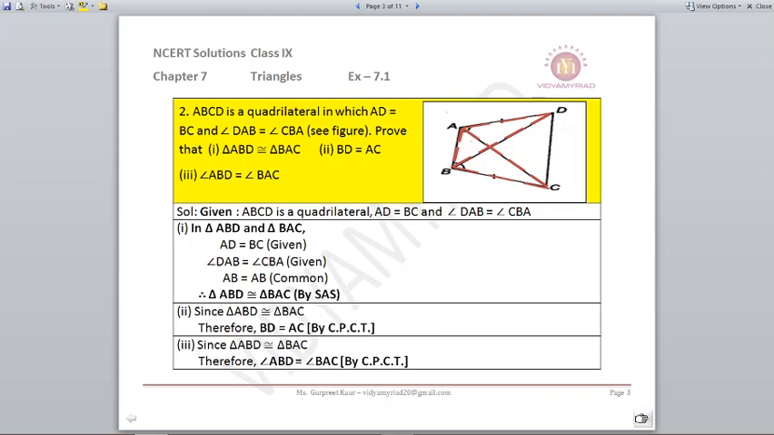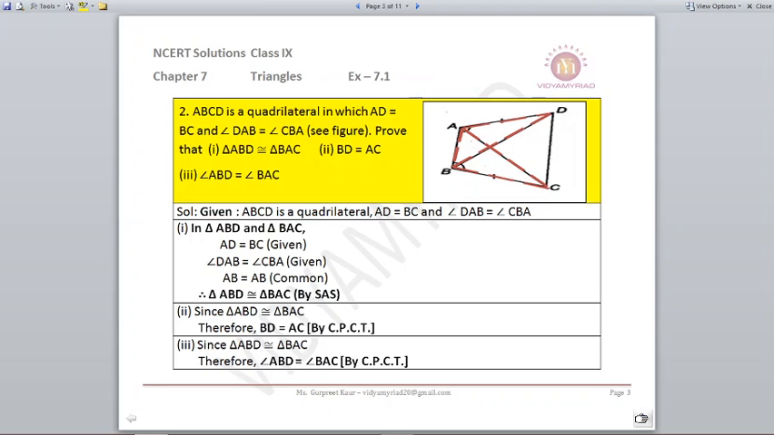Question number 2. ABCD is a quadrilateral in which AD is equal to BC. We will write it in the given form, and the angle also is given. Angle DAB is equal to angle CBA. That we will also write in the given in the solution. First thing is we need to prove triangle ABD congruent to triangle BAC. So let's begin with it.